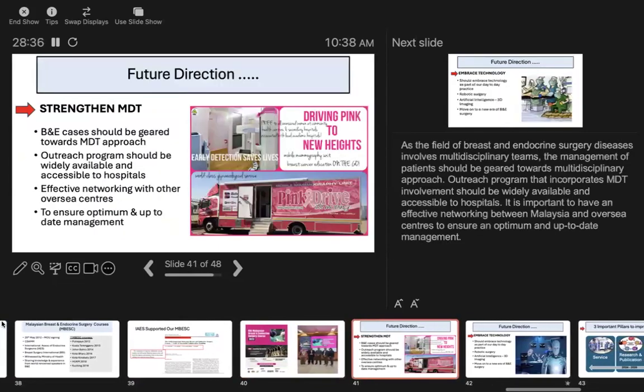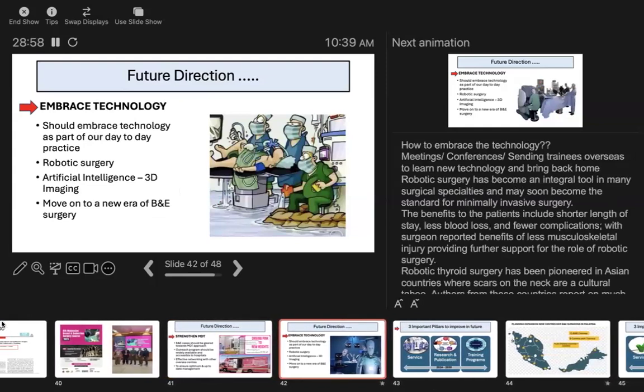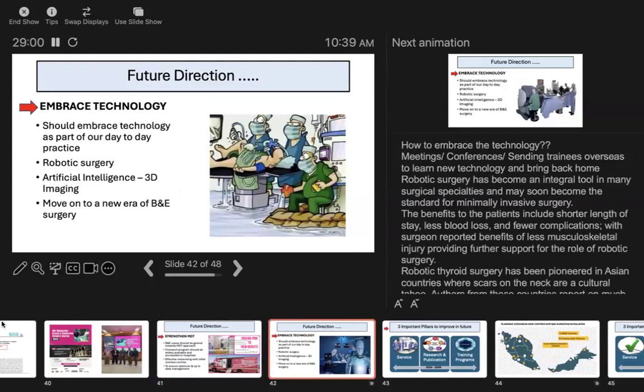Our future direction now is again to strengthen the MBSC, because BNE cases should be geared towards all the MDT. The published program should be widely available and accessible to hospitals. From this, we should have effective networking with other overseas centers and embrace technology. How to embrace? It means you need to attend meetings and conferences, locally or internationally, and we are sending trainees, the majority of them overseas, to embrace the technologies outside and bring them back home.